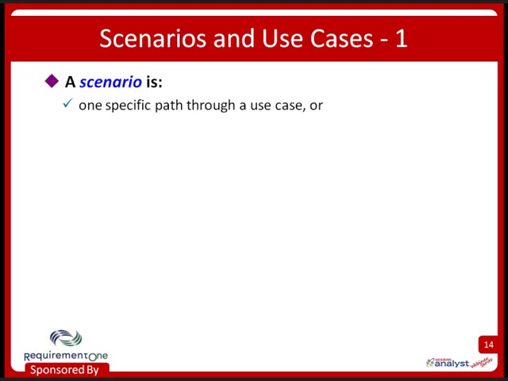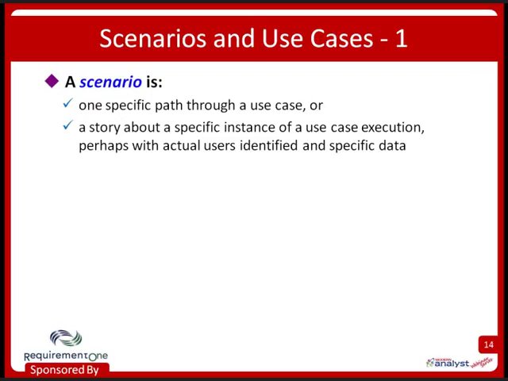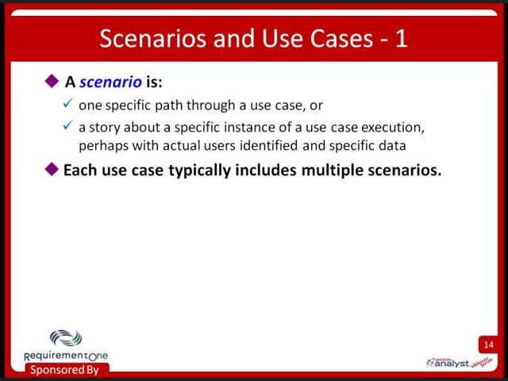Another point of confusion that comes up sometimes is scenarios versus use cases. We can think of a scenario in a couple of ways. It could be thought of as one specific path through a use case, or we could think of a scenario as being a story about a specific instance of a use case execution, maybe with identifying actual users and specific data to make it a little bit more precise. So a scenario is less abstract than a use case, or conversely, a use case encompasses multiple scenarios. These could be successful scenarios, like the most typical path through the use case, typically called the normal flow or the normal path, or the happy path. It has many names.